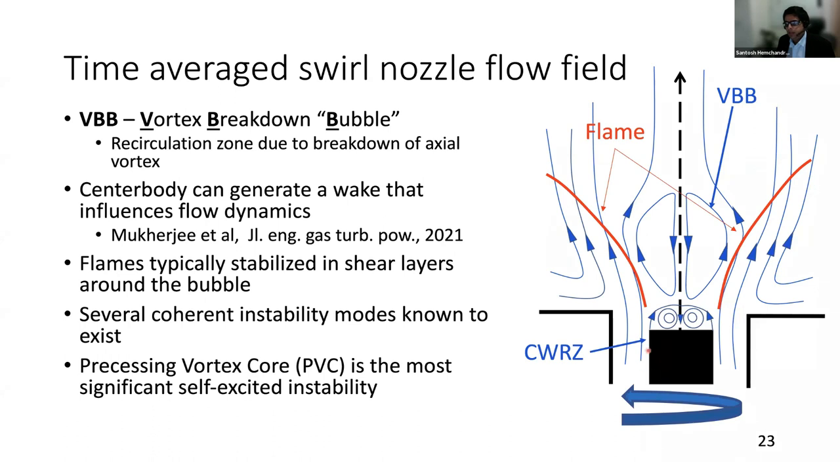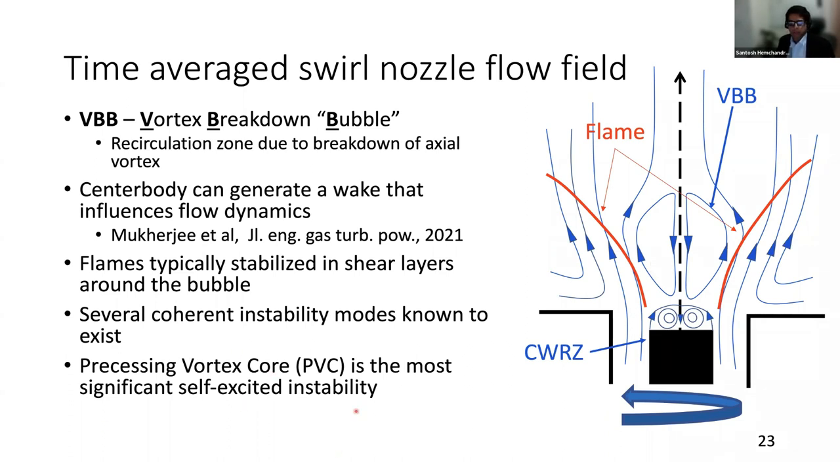And if you have a center body in your nozzle, and most practical nozzles do have center bodies of one form or the other for various reasons, you can get wake recirculation zones stabilized behind the center body, and then you have shear layers between the jet flow that goes around the vortex breakdown bubble. These shear layers can be fairly receptive to acoustic forcing. There are several coherent instability modes that are known to exist for these flows, most of which are not self-excited, but this flow is particularly receptive to acoustic forcing.